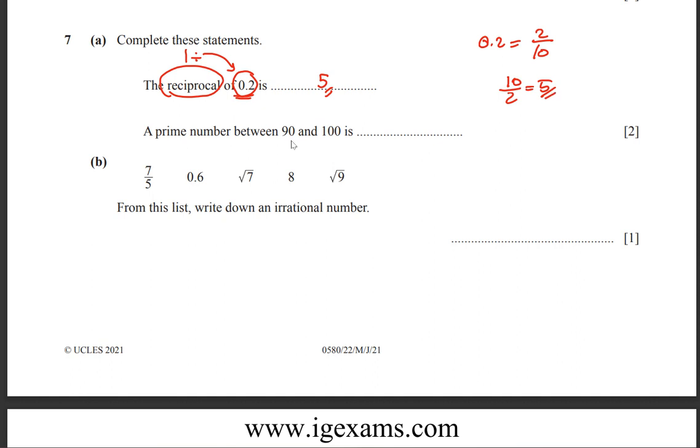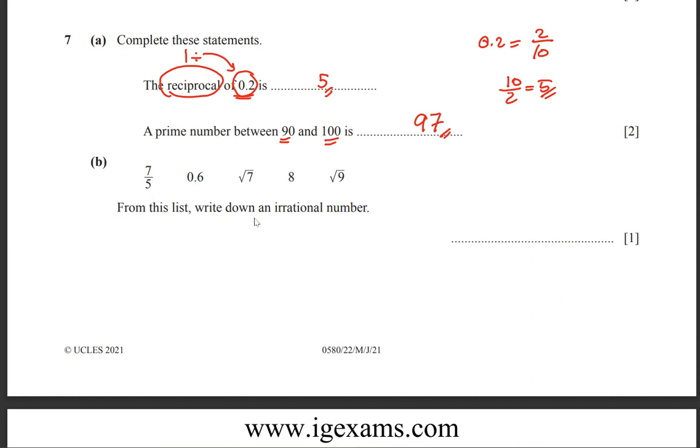A prime number between 90 and 100. Okay, what is the prime number? We said a prime number is a number that has only two factors, 1 and the number itself. If you search between 90 and 100, it will be 97.